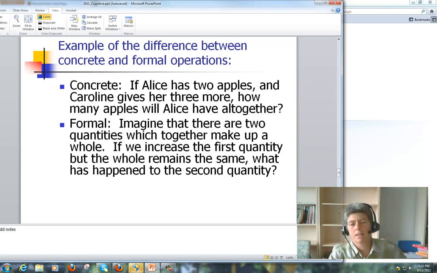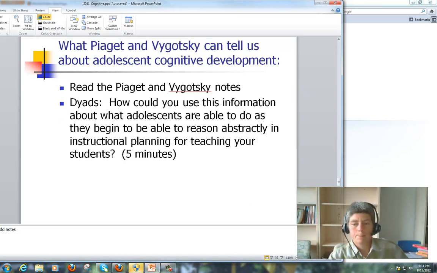Whereas in your science class, you might have a question like this. Imagine there are 2 quantities, which together make up a whole. If we increase the first quantity, but the whole remains the same, what has happened to the second quantity? Because it's very abstract. There's no something there. There's a quantity which my own children wouldn't understand at this point if I talked to them this way. But if I talk about apples, they can understand it.